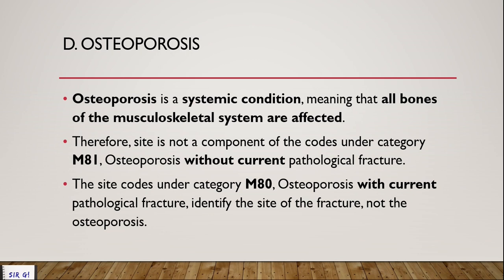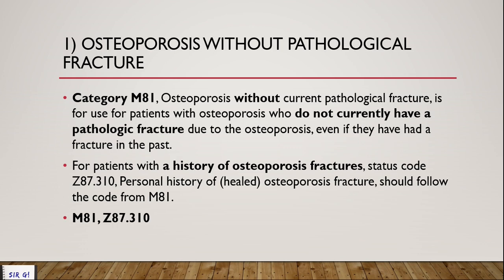So as I mentioned a while ago, for without, of course, we no longer need to put in the site, because we only need the site if there's a specific site of the fracture. But for your M80, you need to identify the site of the fracture, not the osteoporosis, because it's already assumed that all body parts suffered osteoporosis. Okay, so that is just the reminder for osteoporosis. Now I will discuss M81 and M80. Let's start first with your category M81.